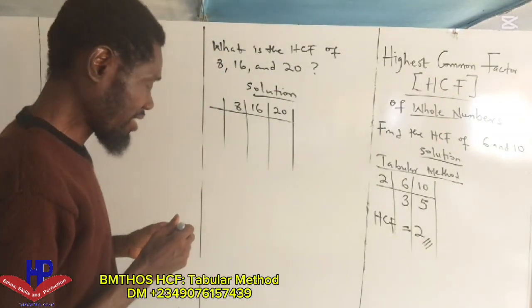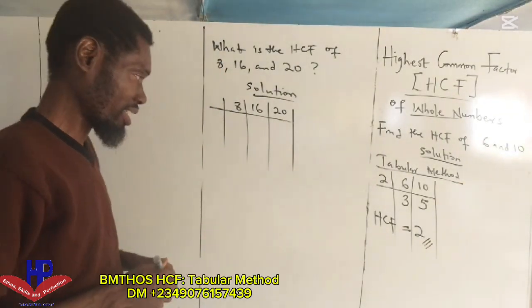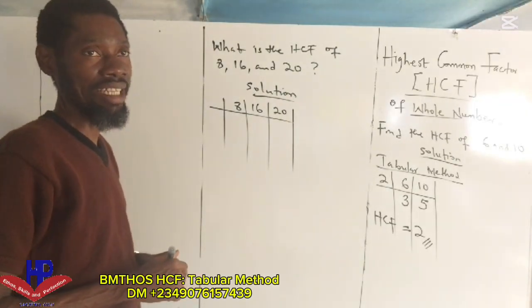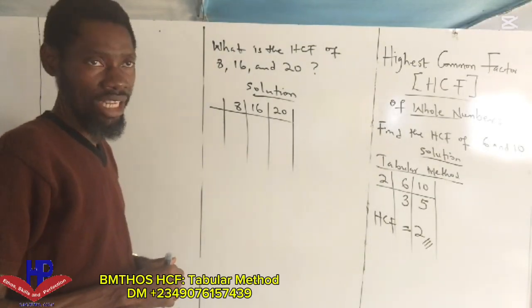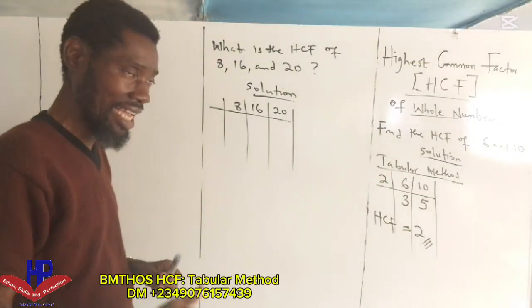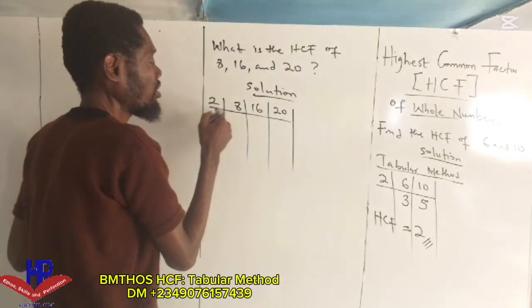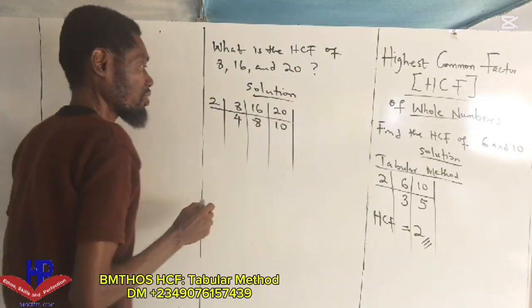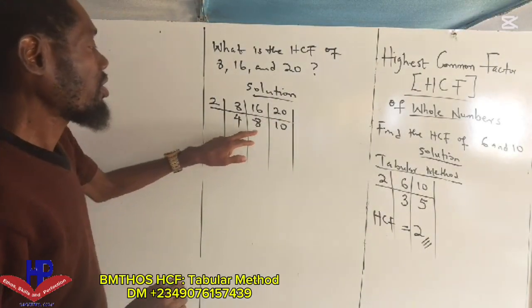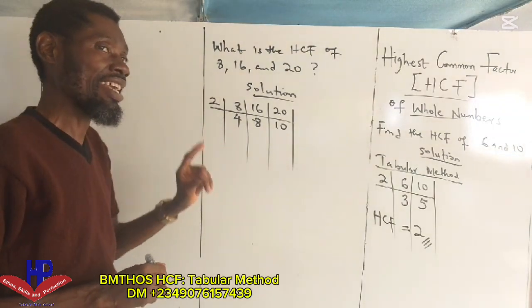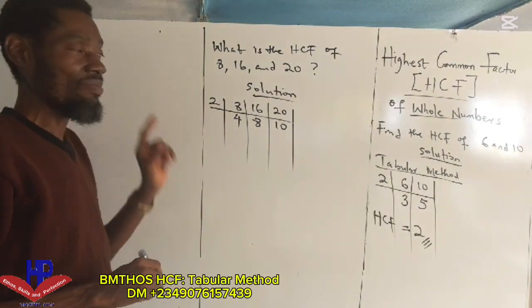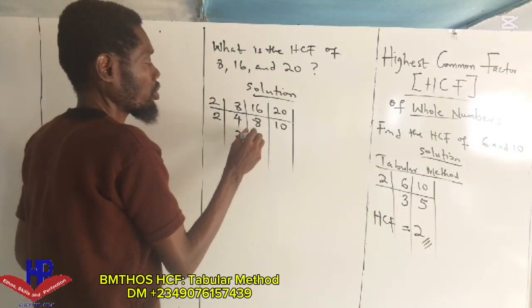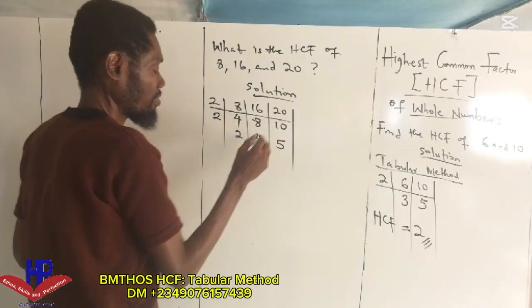What number can divide 8, 16, and 20 at the same time? I'll start with 2, the smallest factor. 2 in 8 is 4, 2 in 16 is 8, 2 in 20 is 10. Now, what can divide 4, 8, and 10 at the same time? The number I will still use is 2. 2 in 4 is 2, 2 in 8 is 4, 2 in 10 is 5.